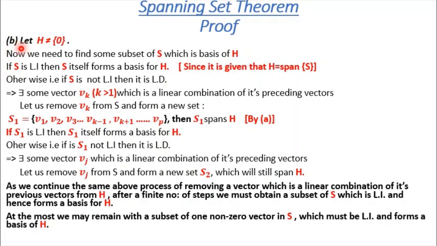Now comes the second bit, that is, let H not be equal to the set containing 0. What do we mean by this? H is not just having only the 0 vector.